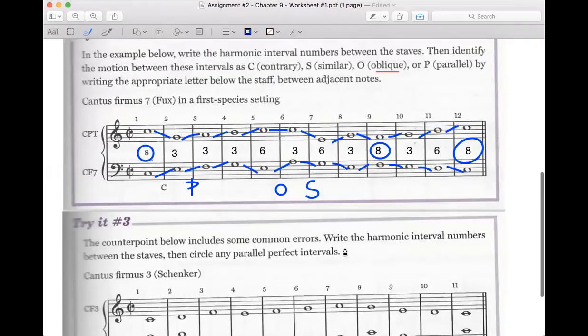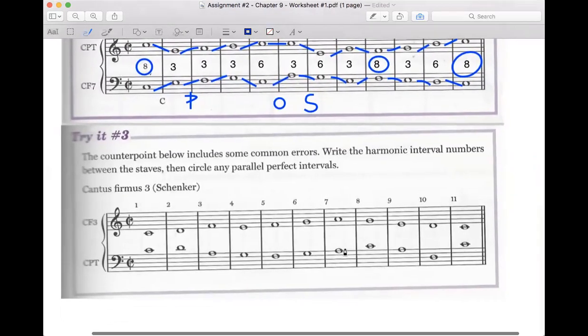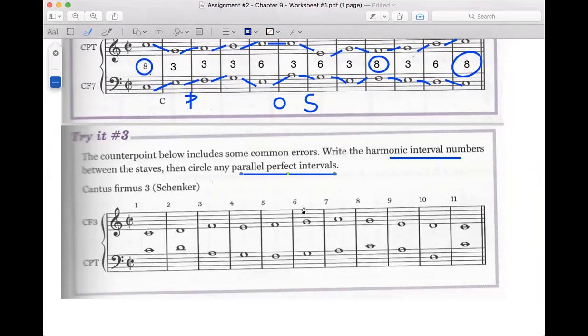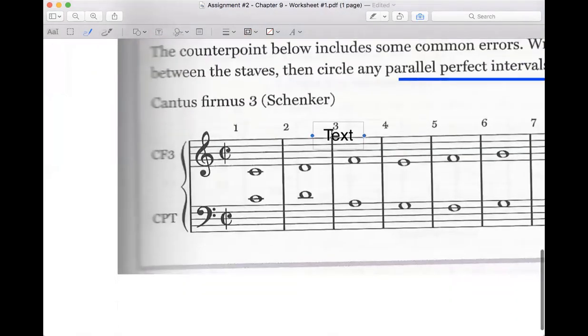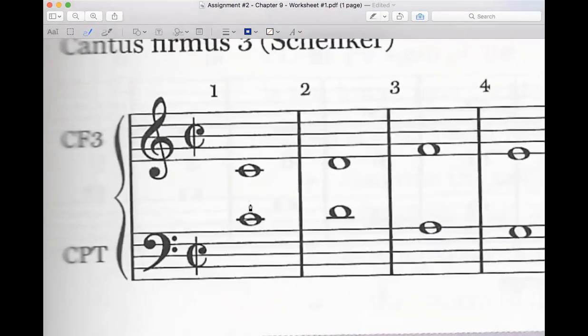Okay, and lastly, again, the first thing you should do, write harmonic intervals between staves, circle any perfect, so parallel perfect intervals. So we're looking for problems here. Okay, so let's first identify our intervals. Now, some people had trouble with the intervals themselves.